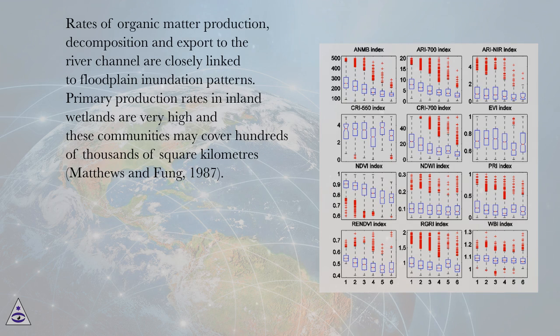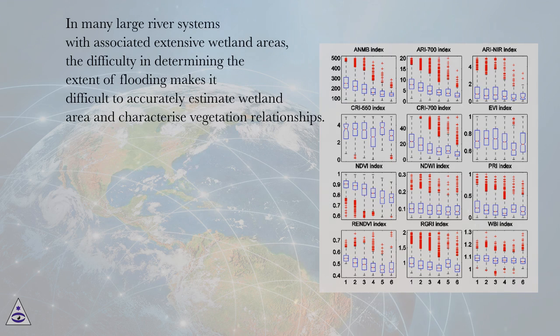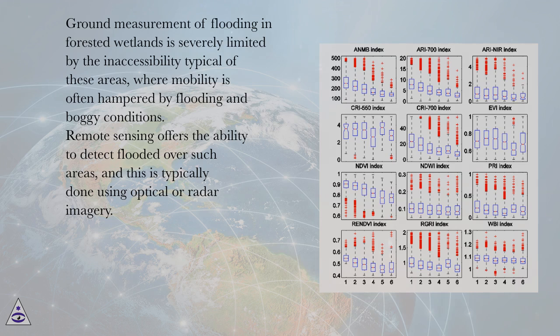In many large river systems with associated extensive wetland areas, the difficulty in determining the extent of flooding makes it difficult to accurately estimate wetland area and characterize vegetation relationships. Ground measurement of flooding in forested wetlands is severely limited by the inaccessibility typical of these areas, where mobility is often hampered by flooding and boggy conditions.